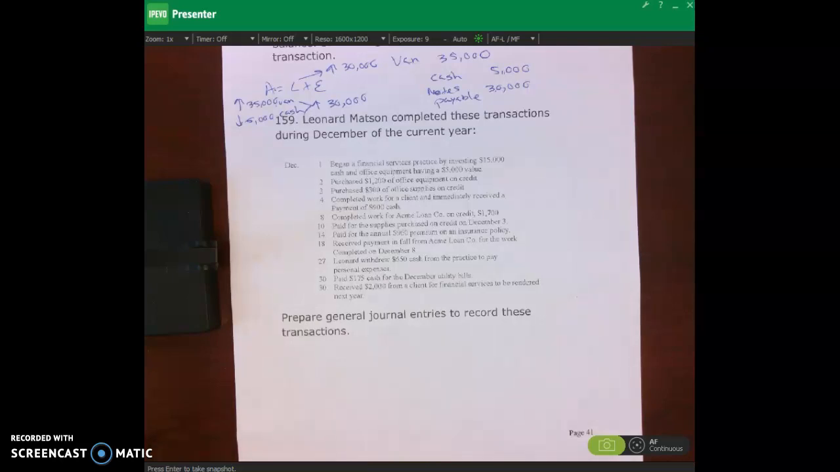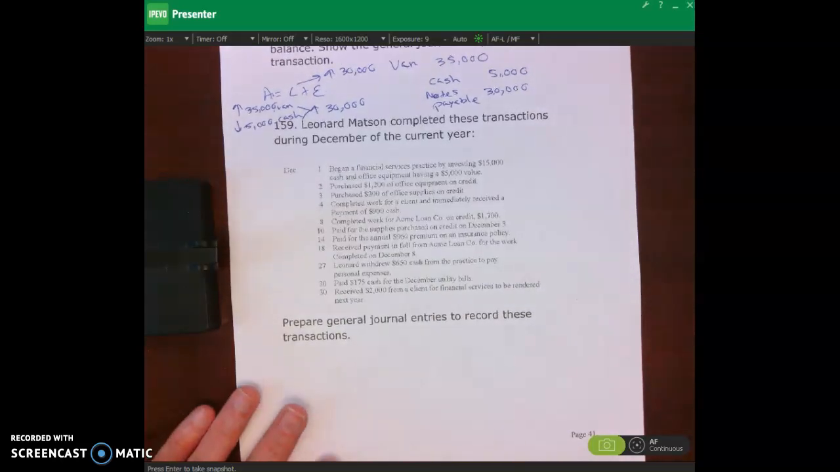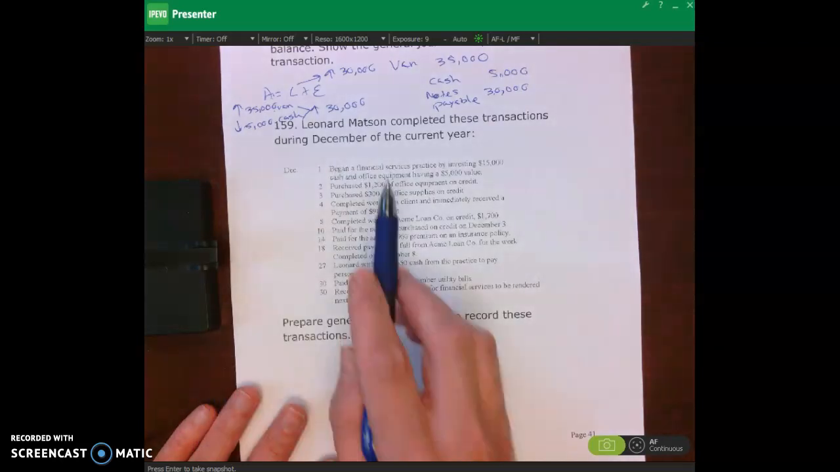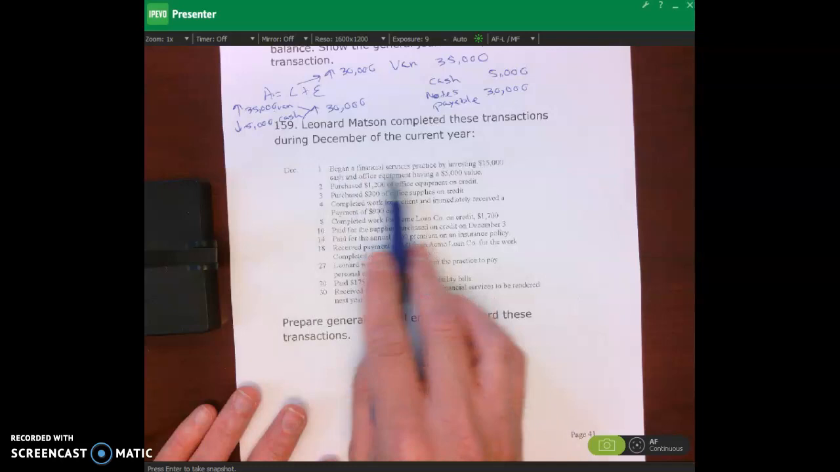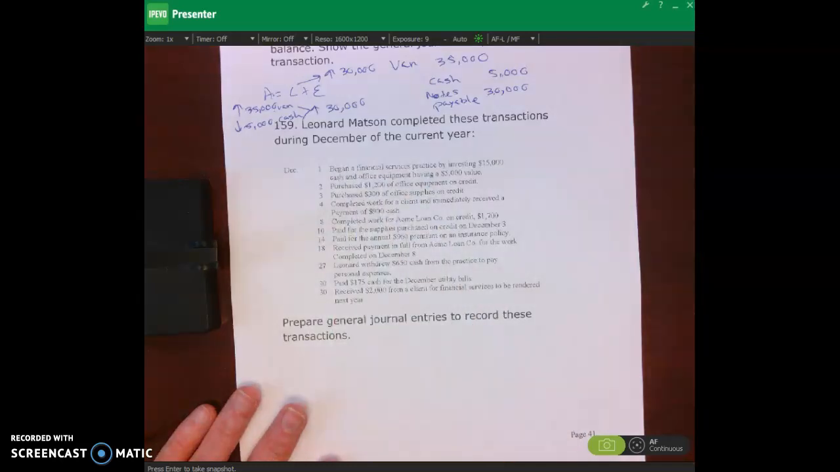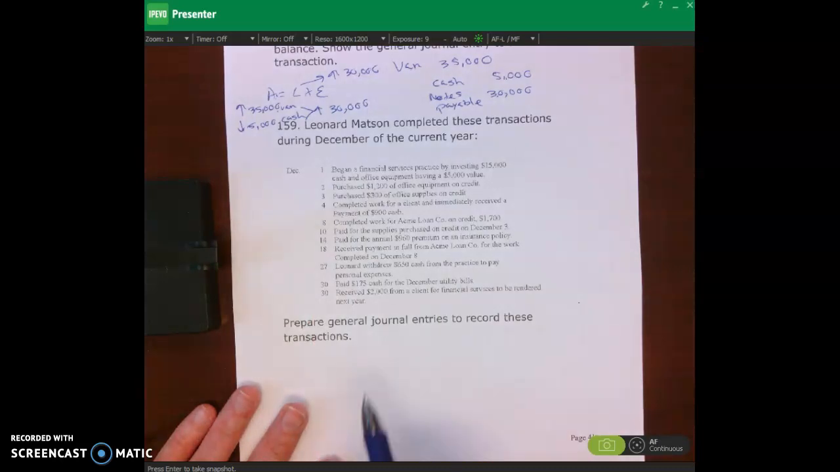So let's look at the first one. Actually, I'll do it through the fourth. I'll do the first four. So the first one is Leonard Matson, and he has his own company. He's had several different transactions during December of the current year, and what we need to do is prepare journal entries to record these transactions, okay?